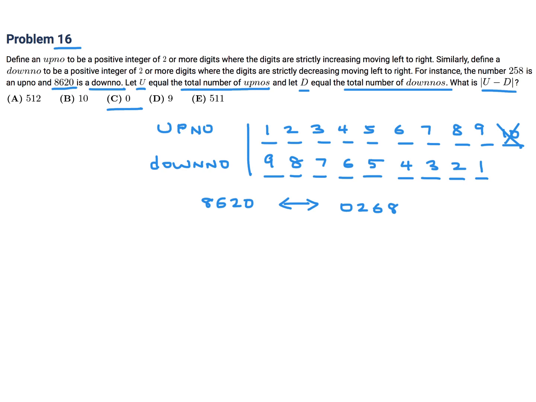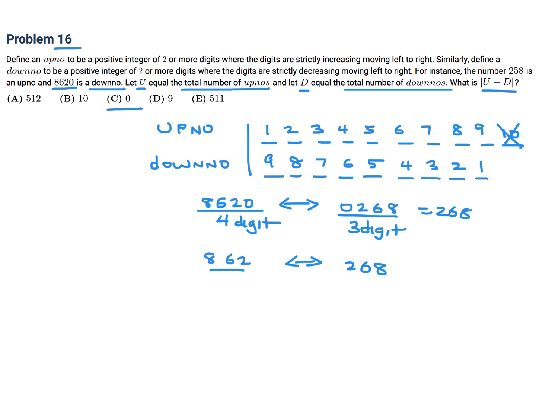The reason is because this is no longer the same number of digits. This is a 4-digit number, and this is a 3-digit number, right? Because the 0 in the front makes this a 268. And 268 would actually have a matching 862. So these are matching, but this is not matching with this. So that means that anything that has a 0 at the end will not have a matching up number. I got it. So that's why U and D are not equal.